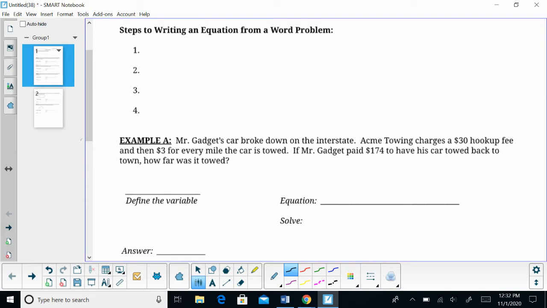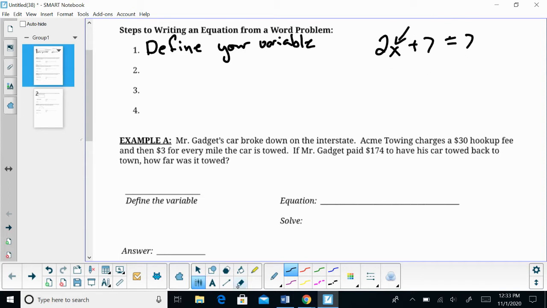Okay, so the very first step that we have is to define your variable. We always remember that a variable is just the letter that we use in our word problems. Let's say this was our equation here. Our variable would be x. And we can use any letter as our variable as long as we define it. So in our word problem, we need to find what our variable is going to be. Most of the time, your variable is found in the last sentence or the question.